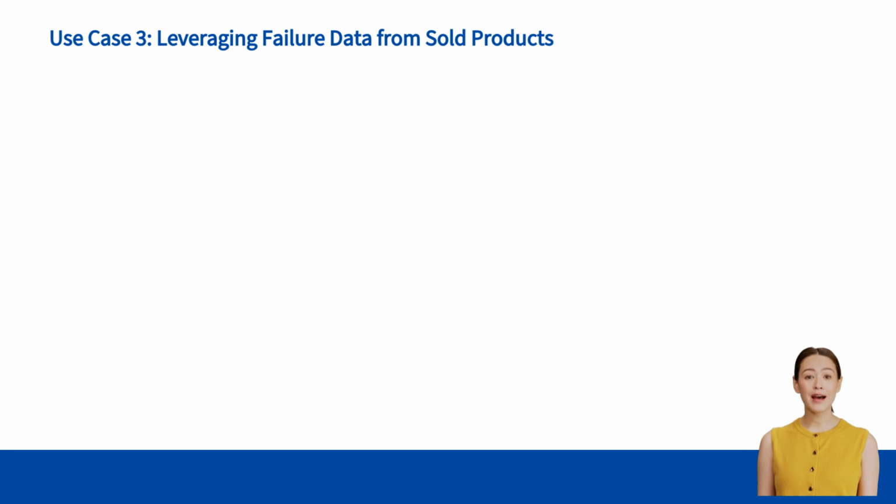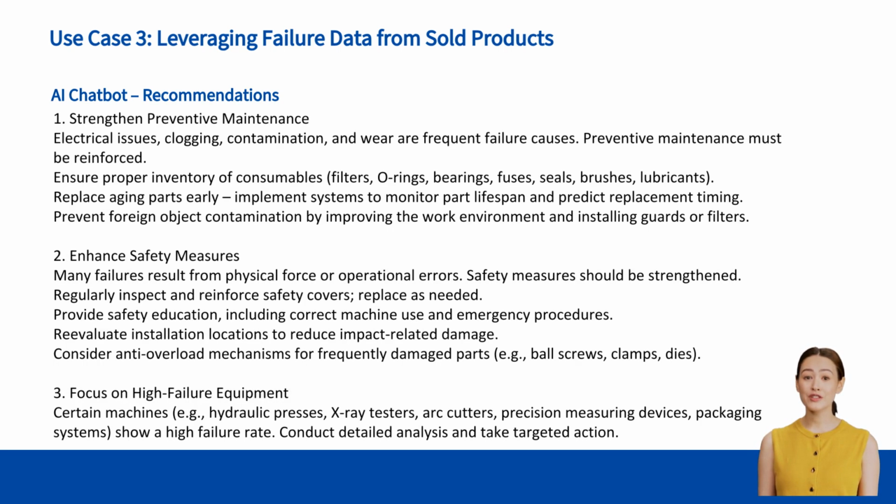Now, based on the AI's analysis, 3 key recommendations were made to help reduce failure rates and improve response efficiency when failures do occur. The first is strengthening preventive maintenance. Since electrical failures, clogging, and wear are common, the AI suggests making sure consumables like filters and lubricants are well stocked, replacing worn parts early, and preventing foreign object contamination through better work environments and protective equipment.